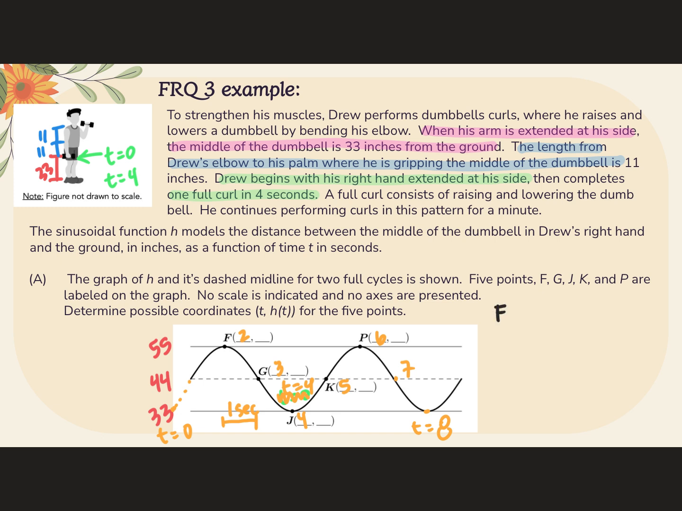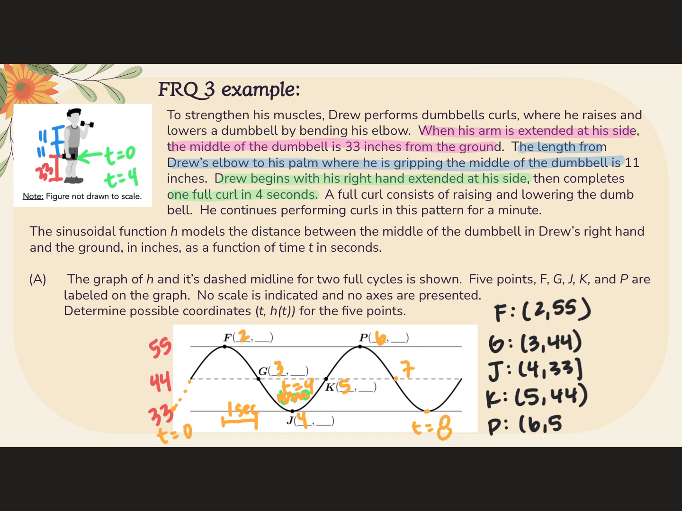So the coordinates for point F would be 2, 55. G would be 3, 44. J is 4, 33. K is 5, 44. And P is 6, 55. You do not need to declare units.